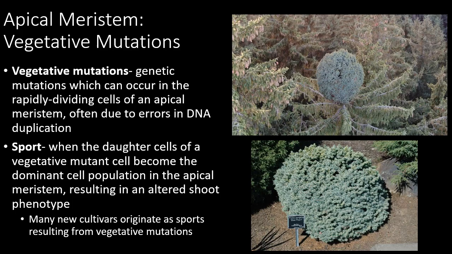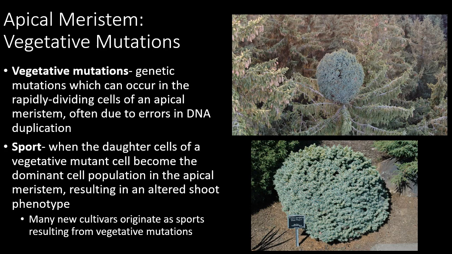But sometimes we get a drastic change in the phenotype or the gene expression, the appearance of the shoot from that point onward. And we call these sports. So a sport occurs when the daughter cells of a vegetative mutant cell, a cell that was produced by faulty DNA duplication in those rapidly dividing apical meristem cells, become the dominant cell population in the apical meristem. From that point onward, the shoot will have an altered or different phenotype.